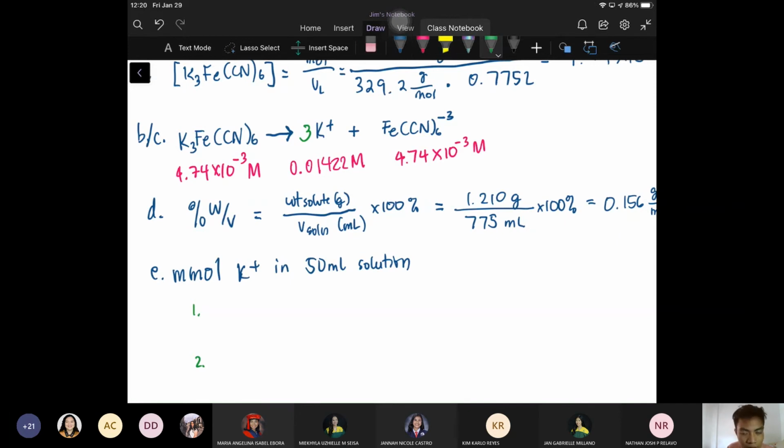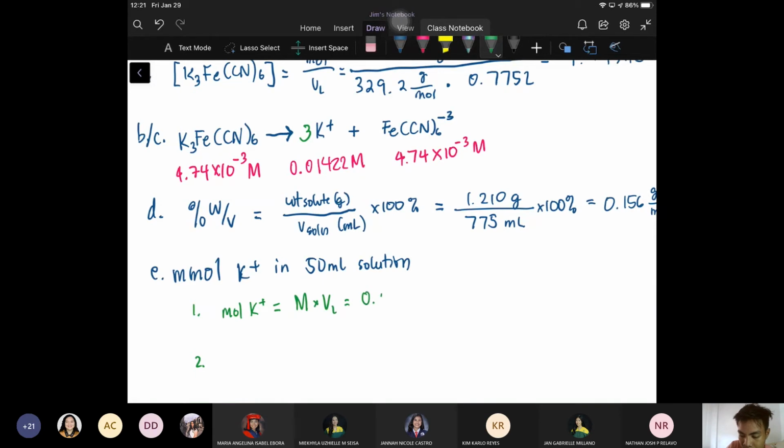No? So, instead of solving for millimoles, we solve first for the moles. How do we solve for the moles of K plus? In 50 ml solution, do we know the concentration of K plus? Yes. No? Ito po yun. Yan. So, gagawin nyo, you multiply the concentration by the volume in liters. Ano yung makukuha nyo doon? Moles. No? Then yung moles, pwede nyo i-convert to millimoles. Okay? So, let's multiply the molarity times the volume in liters.